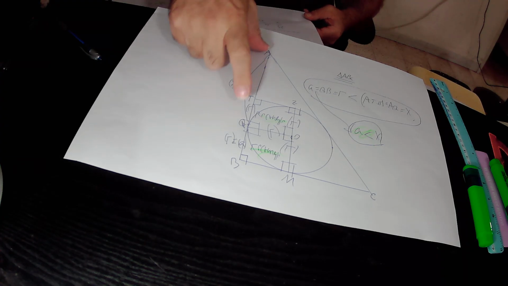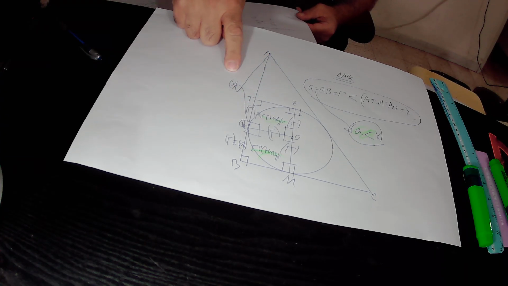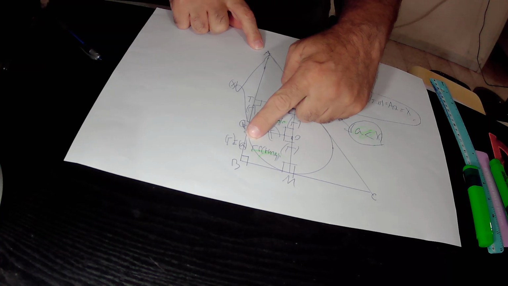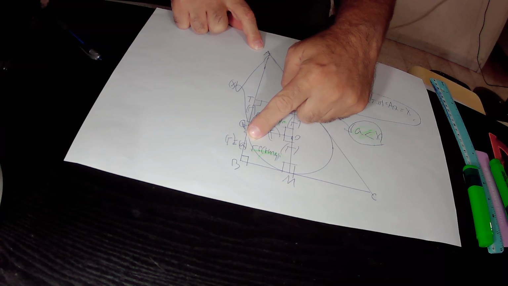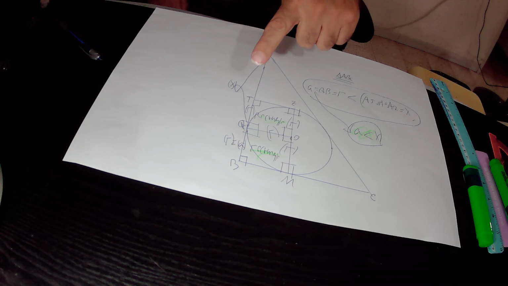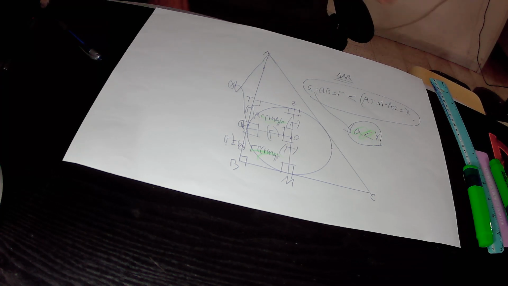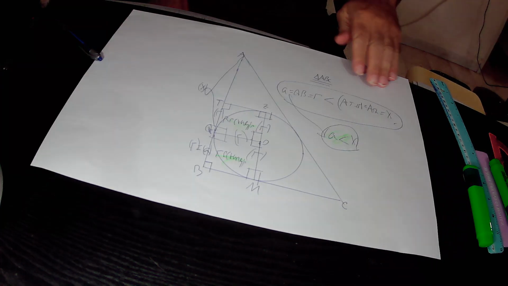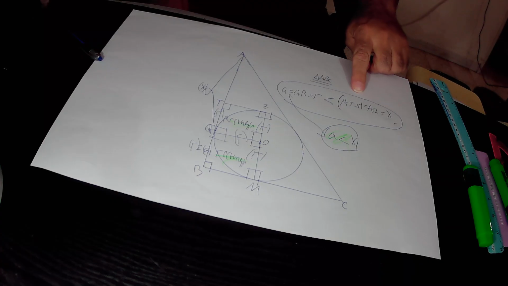What about AQ? AQ equals X. But AQ also equals AT plus TQ. TQ is R, so in total AQ equals AT plus R. Again, AQ equals X, and AQ also equals AT plus R.